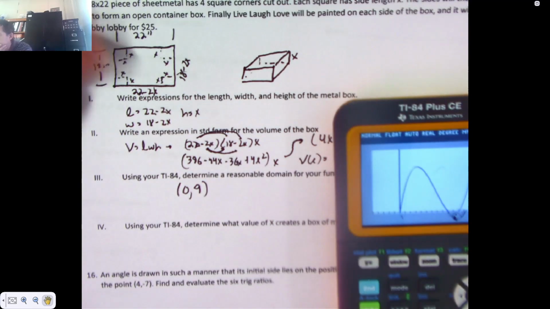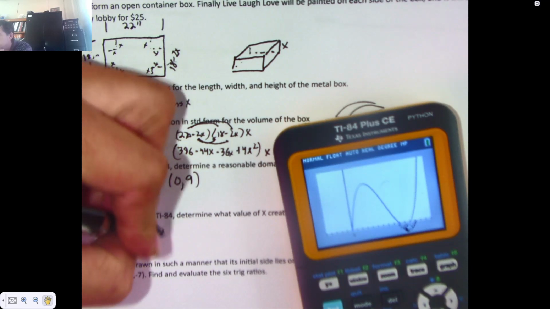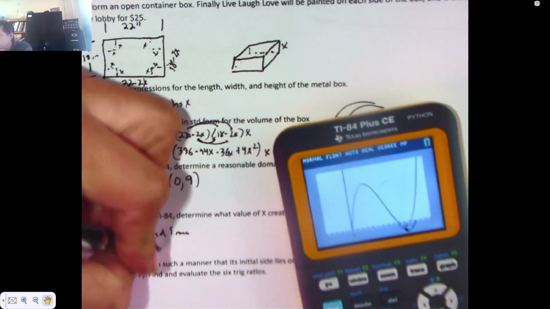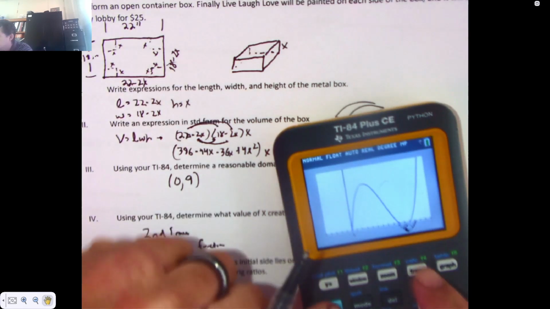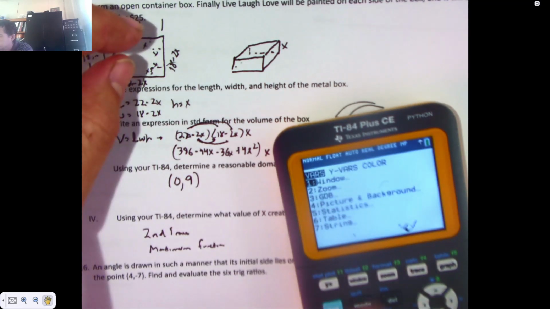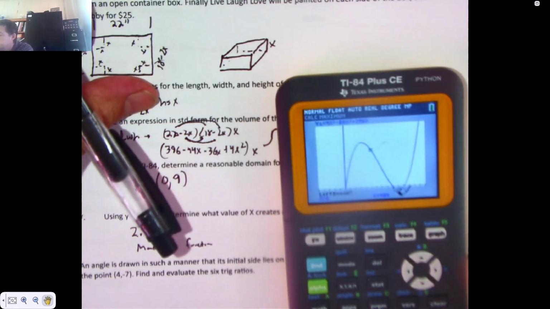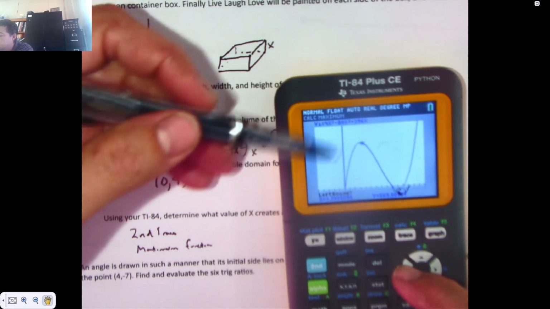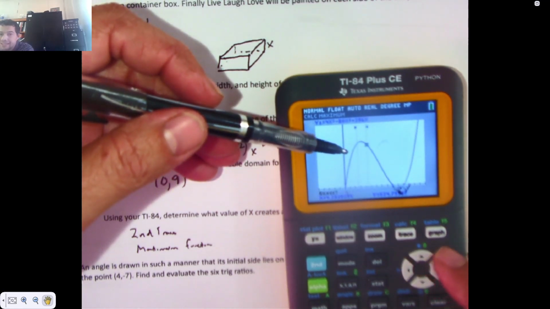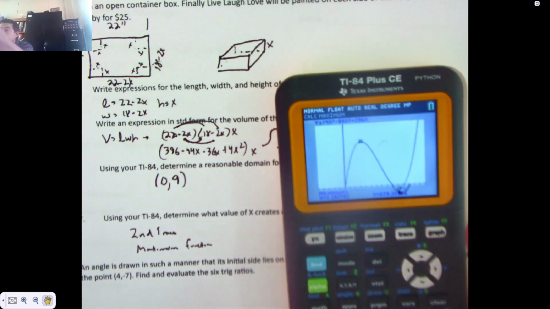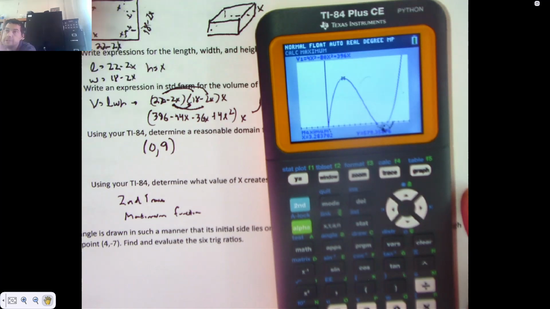All right, using your TI-84, determine what value of x creates a box of maximum volume. You're going to hit second trace. You're going to use the maximum function. So second trace, maximum. If you still don't have a TI-84 at home, that's your fault. It says left bound, press enter. Right bound, press enter. Enter for a guess. I don't know if I can clear that up or not. It's kind of small.